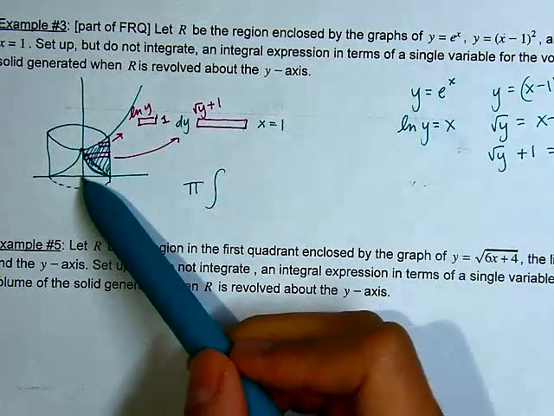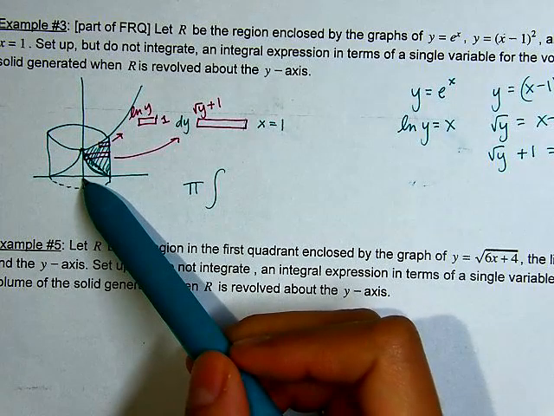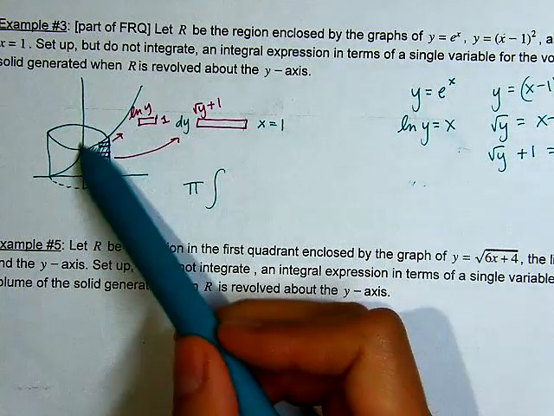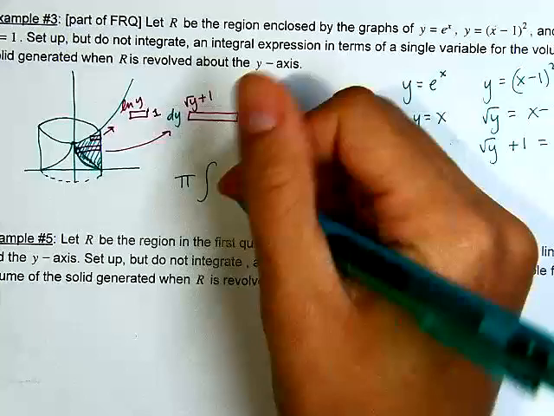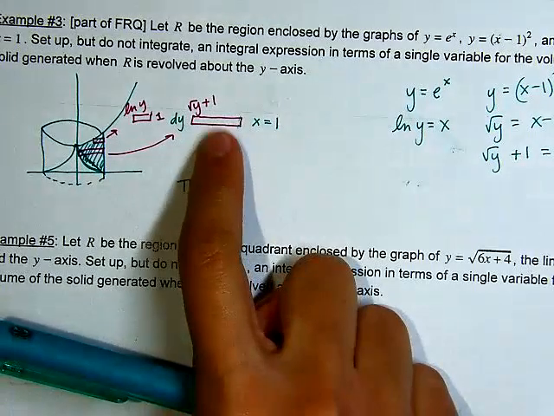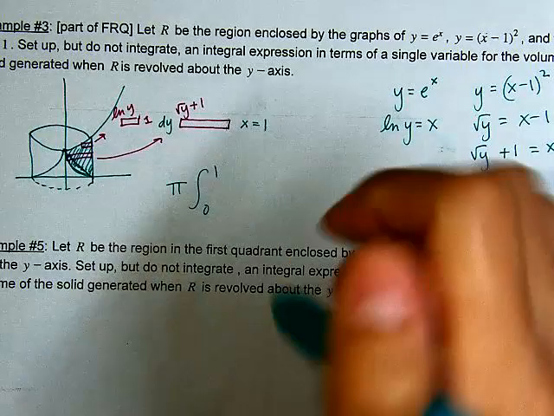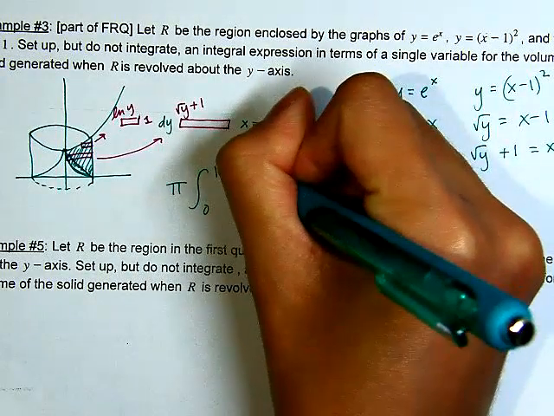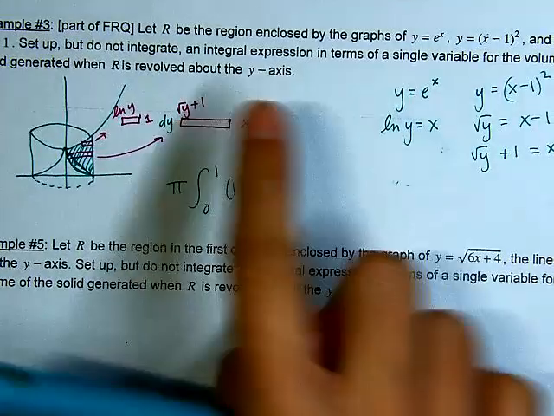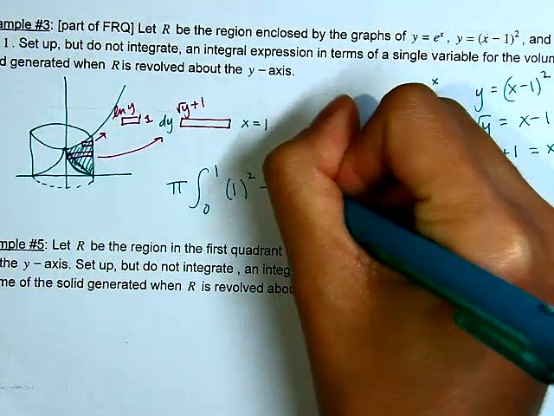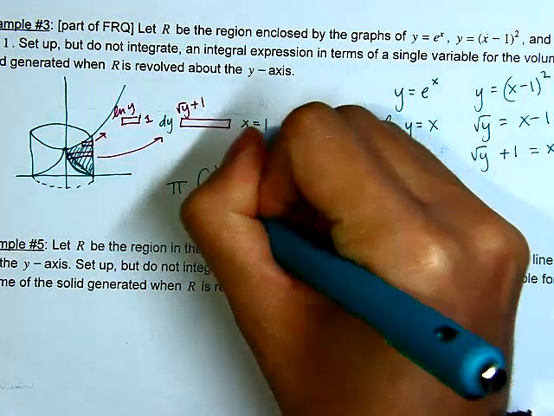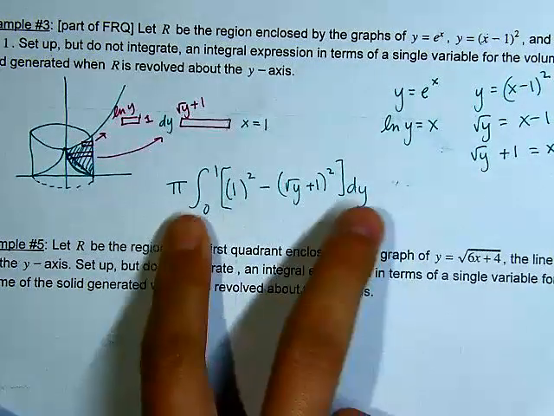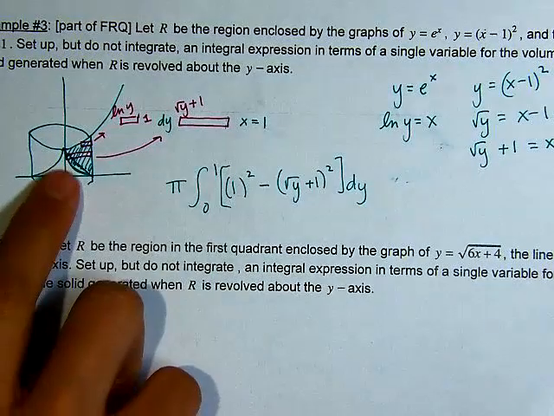So recall that we need to find our boundaries going from the y values. So from 0 up until 1, we have these slices. So our outside radius was 1. Our inside radius is square root of y plus 1. And this is all with respect to y. So that just gives me the volume from 0 up to 1.